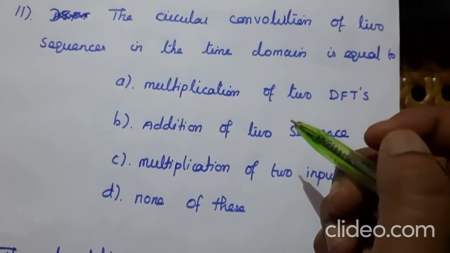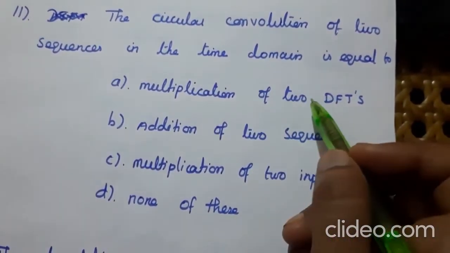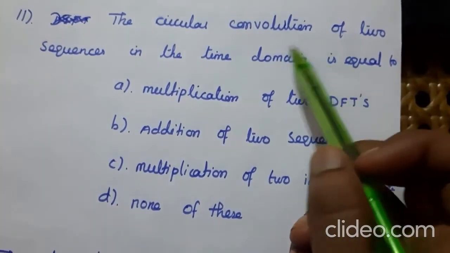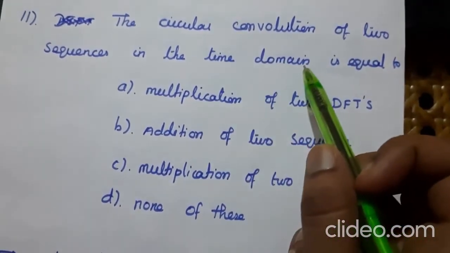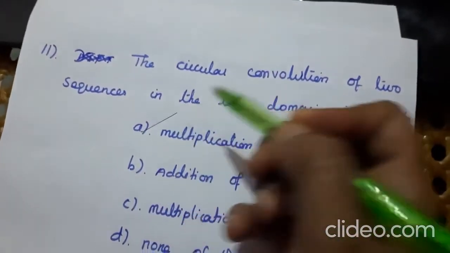Next question, the circular convolution of two sequences in the time domain is equal to multiplication of two DFTs. So here the answer is A.